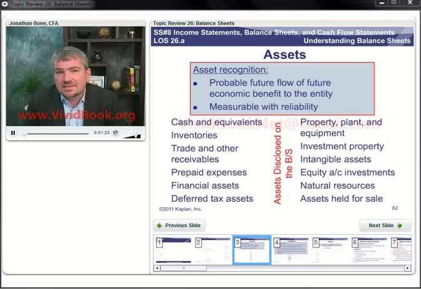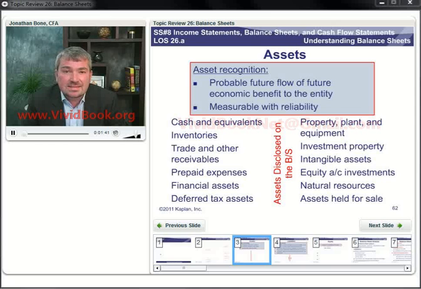Trade and other receivables. Well, trade receivables are where you've sold goods, of course, at year end but not yet collected the cash. Other receivables are any other amounts that you're owed from third parties. A prepaid expense is when you've paid for a good or service but not yet used it at the year end. We then have our financial assets.